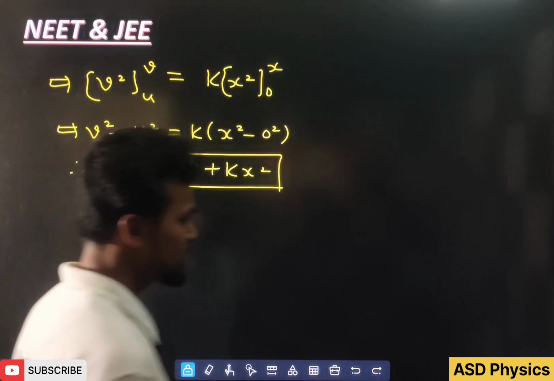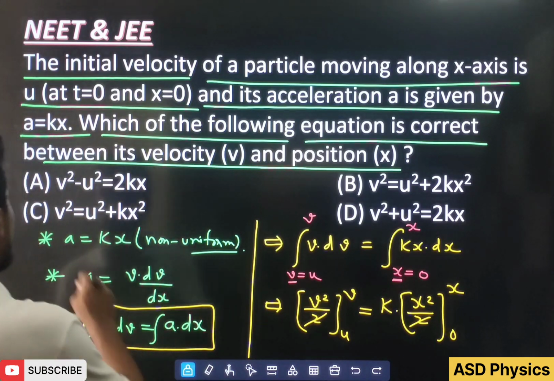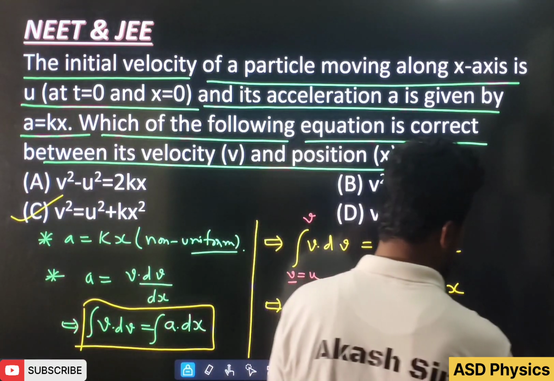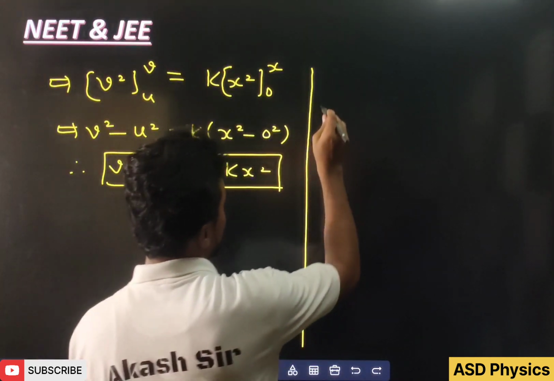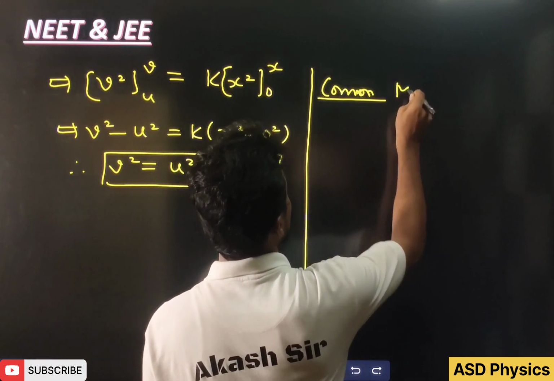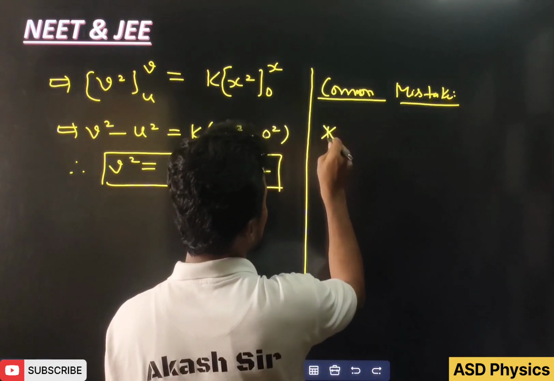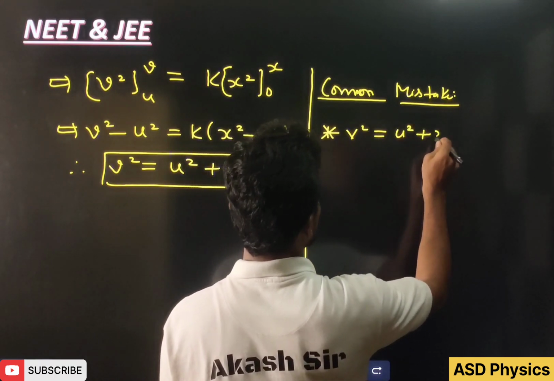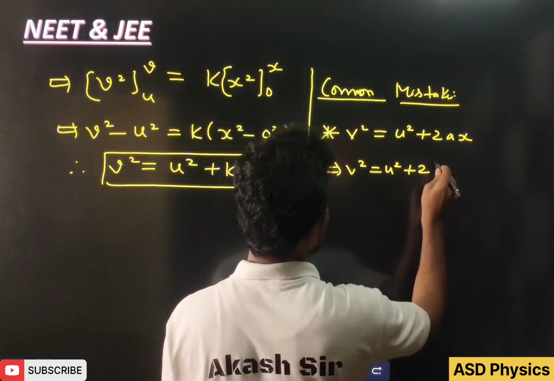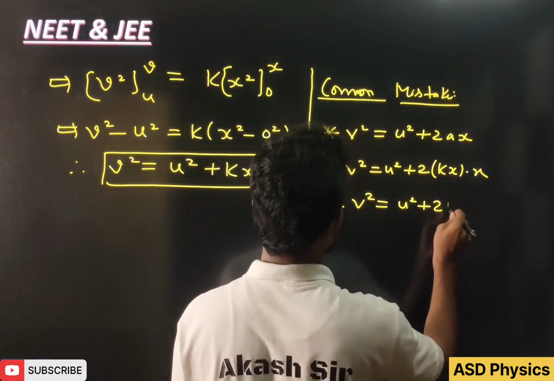Let's see which options are available here. v square equal to u square plus kx square, the correct option is option C. But I will tell you one mistake that you should not commit. The common mistake: a number of students write the equation v square equal to u square plus 2ax, and then put the value of a, which is given as kx, into x, and write v square equal to u square plus 2kx square.